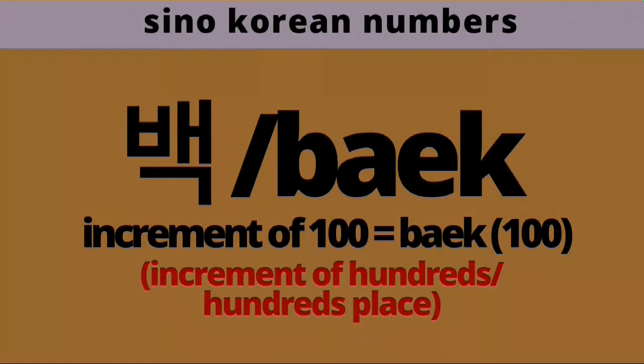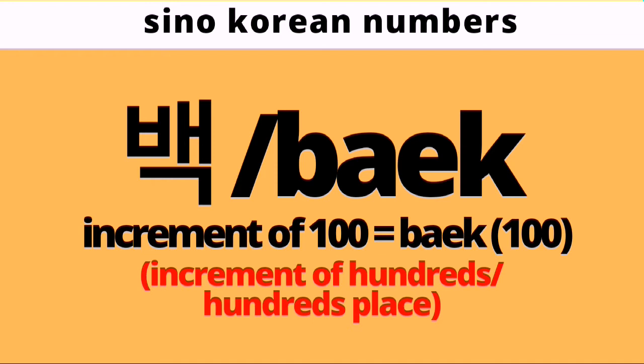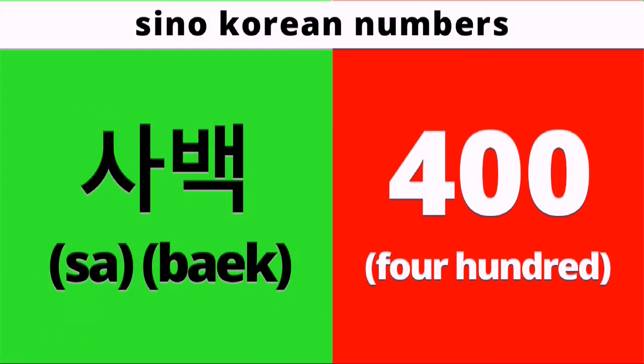If we have increments of 1 and 10, we also have increments of 100 for Sino-Korean, and we call it BEK. BEK equals 100. This can also be used as increments of 100 for numbers higher than 100, such as 200, 300, or 400. In mathematics, this is called the hundreds place. Take, for example, number 400. We know that SA is number 4 and BEK is 100. So SA times BEK, which means 4 times 100, is equal to 400.